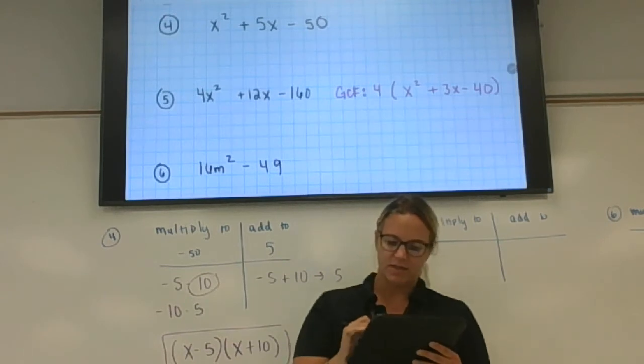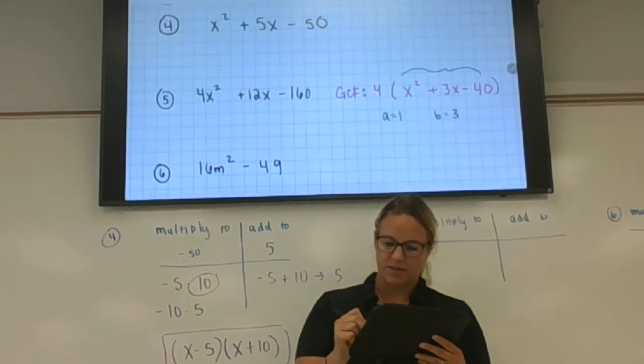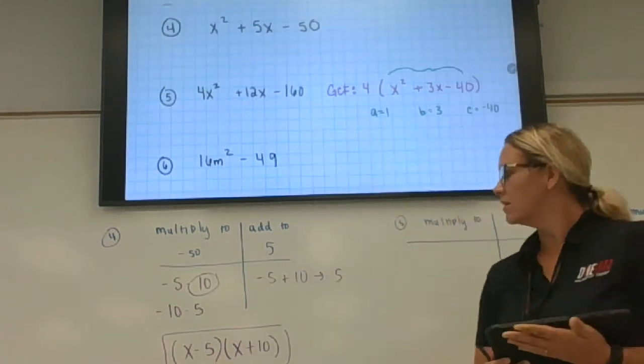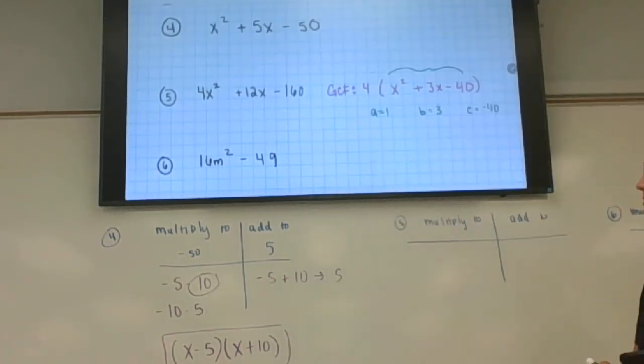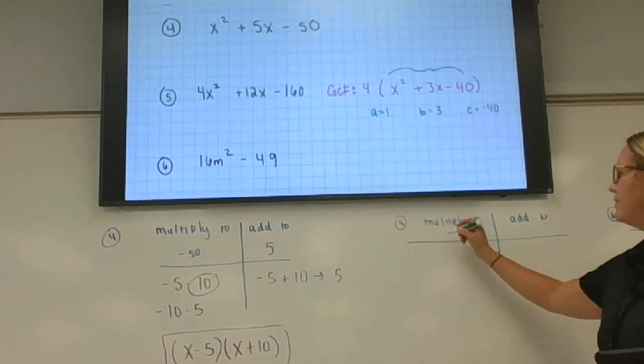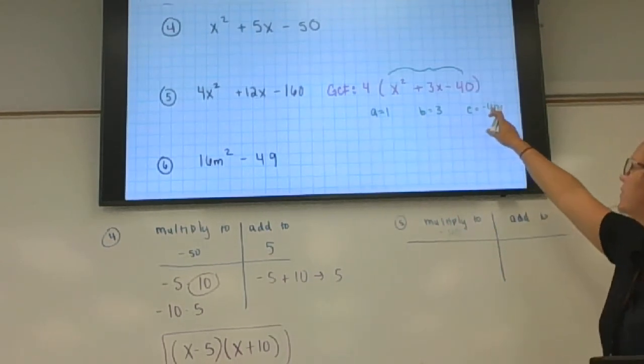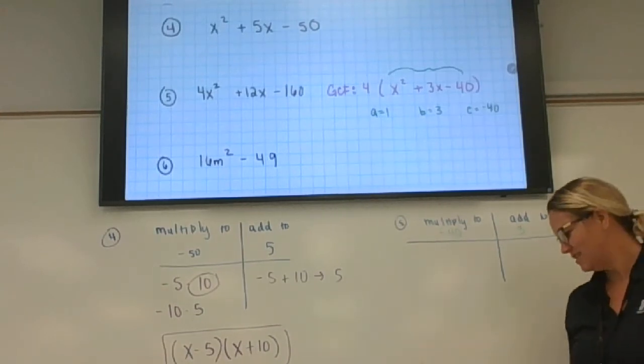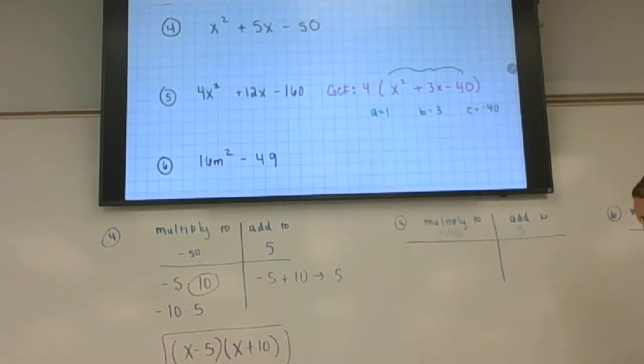So now we're going to continue with what's inside here. A is 1. B is 3. C is negative 40. I knew I was going to take that GCF. So I'm going to multiply to negative 40, and add to 3. You got it? What is it? What multiplies to negative 40? Okay. Positive 8, negative 5.